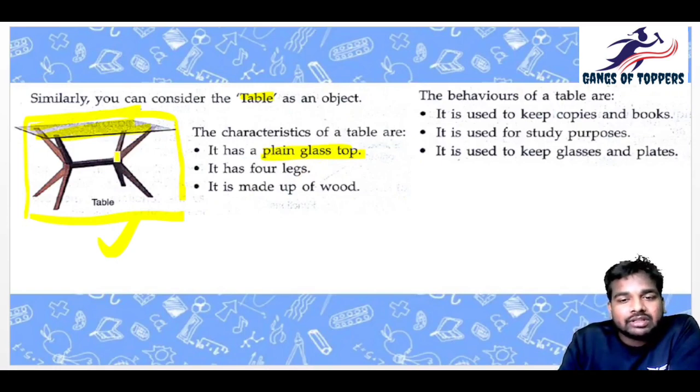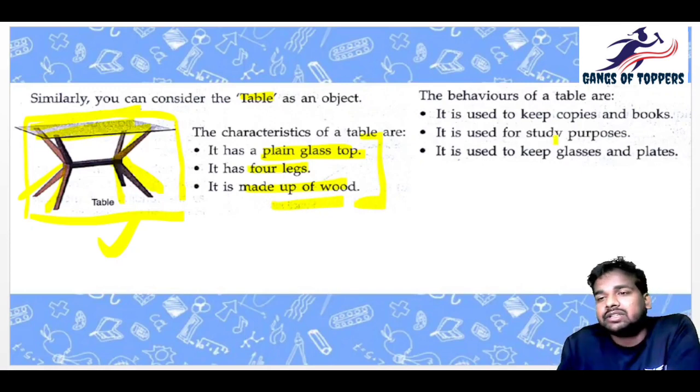Now by looking at the table, we can see the physical characteristics: it has four legs, and it is made of wood. So these are the characteristics of the table.